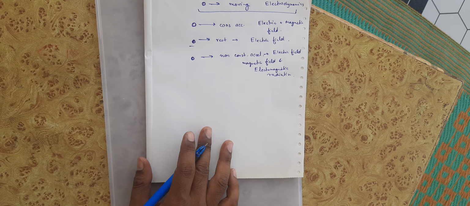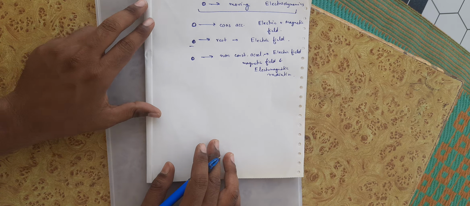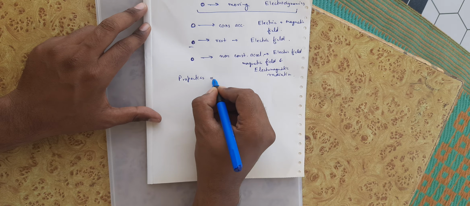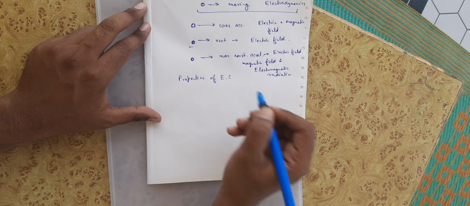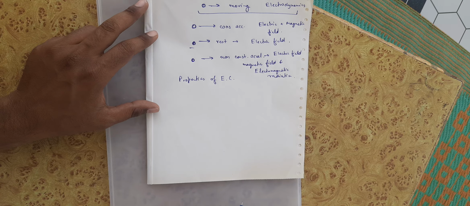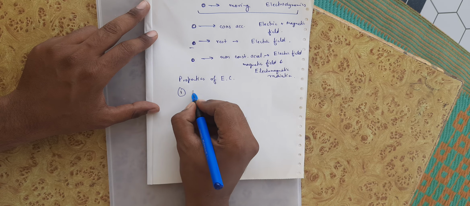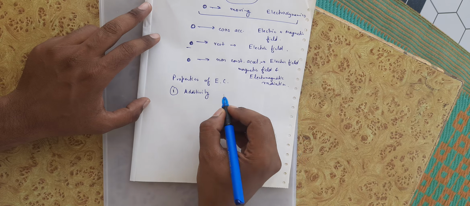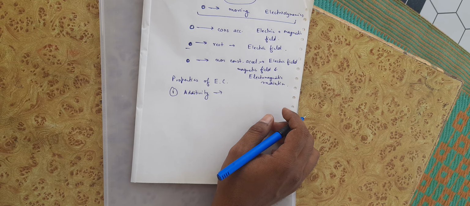So first we will be learning about properties of electric charges. There are basically three properties which are associated with electric charges. The first property is additivity. Whenever we are going to add up charges, the procedure for adding those charges is done in the form of simple algebraic manner.